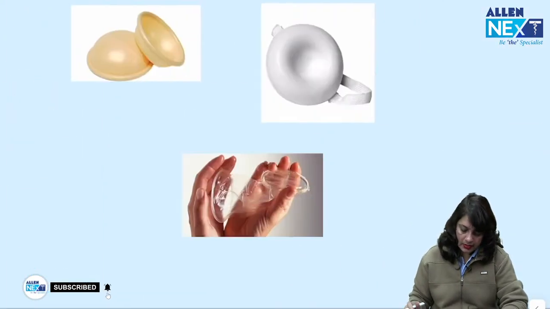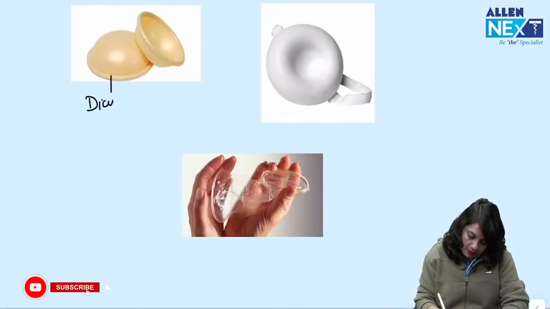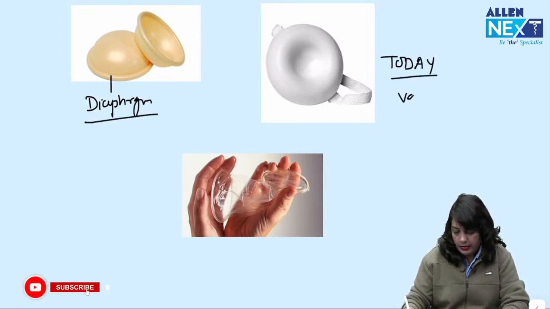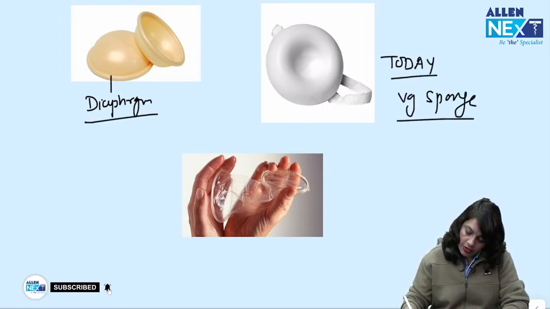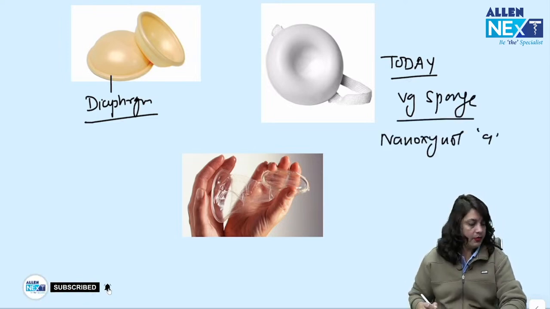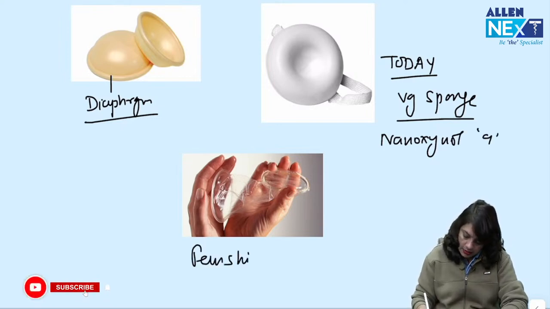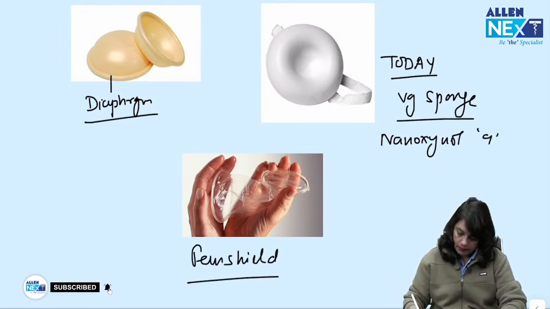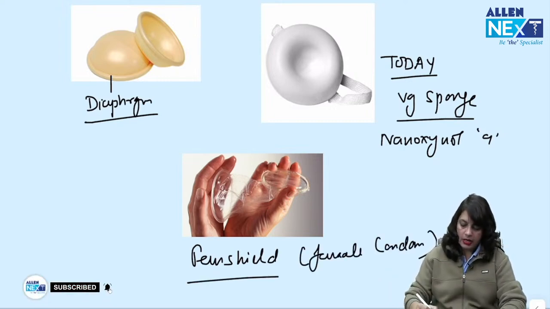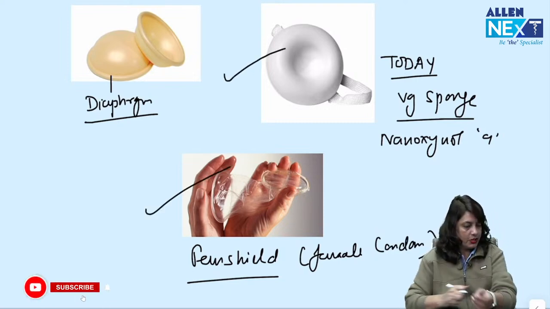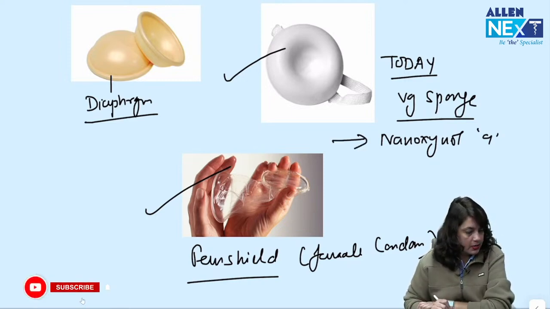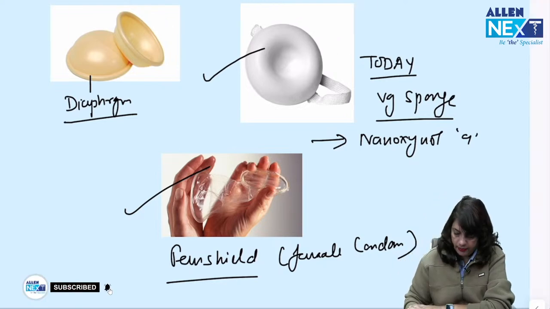Fine. Next. This is diaphragm, a female barrier contraceptive. This is Today. Today is a vaginal sponge which releases a spermicidal agent, nonoxynol 9. This is Fem Shield, that is female condom. ठीक है, तो कभी कभी इमेज बेस्ड क्वेश्चंस भी आ जाते हैं जिसमें कि इन्होंने Today पूछा है और Femshield पूछा है और पूछा है spermicidal agent released by Today. So answer is nonoxynol 9.